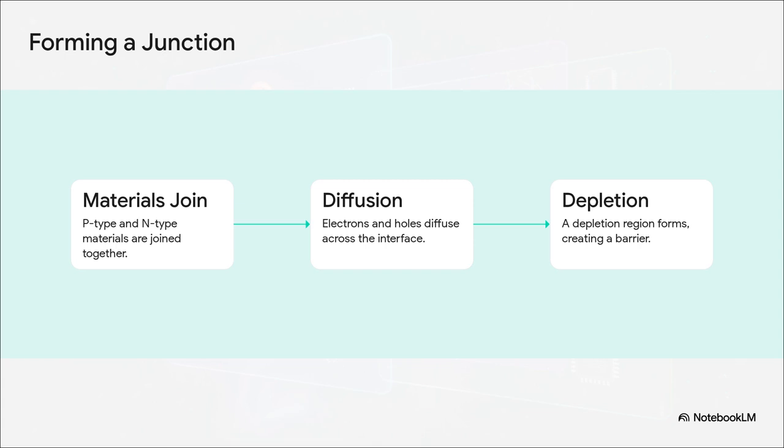This creates step 3, the depletion region. It literally builds an invisible force field, an area completely stripped of free charge carriers, leaving behind a built-in electric field that acts as a solid barrier, stopping any further traffic from crossing over.